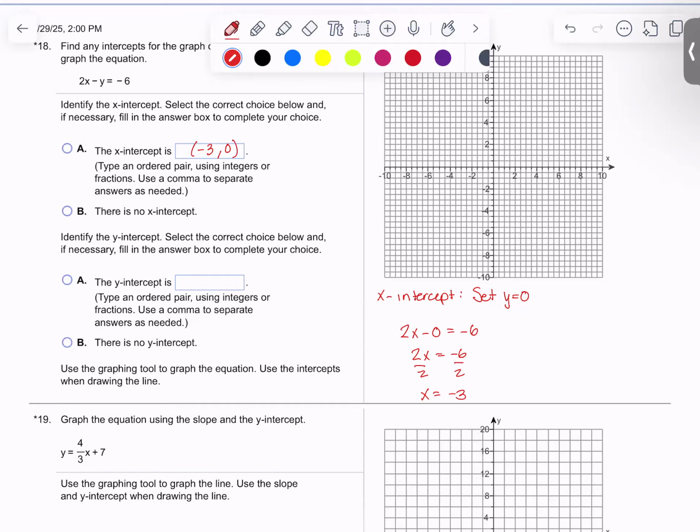Okay, now to find the y-intercept, we set x equal to 0. So we get 0 minus y is negative 6. I guess we should say 2 times 0, but it's 0. And then we're going to divide by negative 1 because there is a negative in front of that y. So we want to divide by negative 1, and that is positive 6. So the y-intercept is 0, 6.